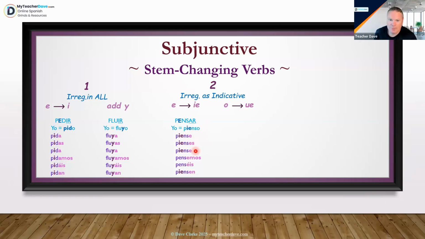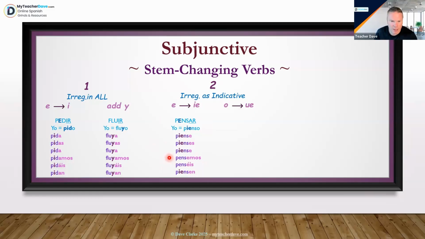But notice in the normal present tense, we don't have changes in the nosotros, and we don't have changes in the vosotros, the ye part of the verb. So this change kind of, if you like, jumps over these two. So that's what we mean by the irregularity occurs in the normal present tense. It occurs here as well. In other words, we wouldn't say piensemos or pienseis. That would be wrong. We need pensemos and penséis.